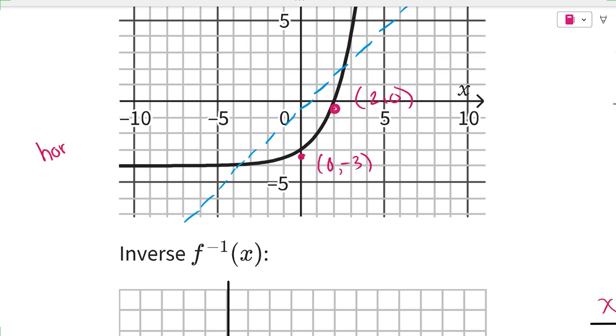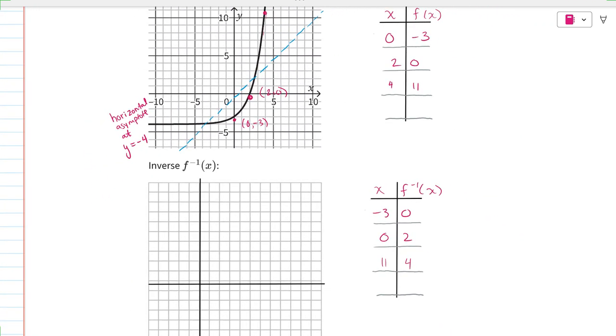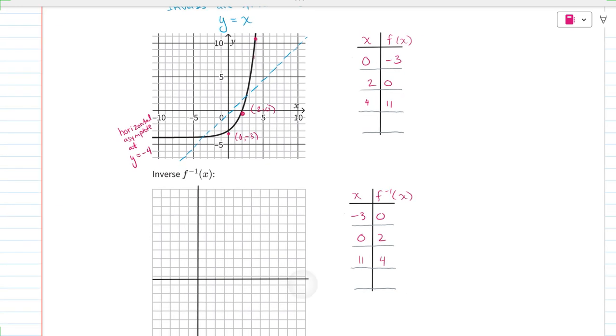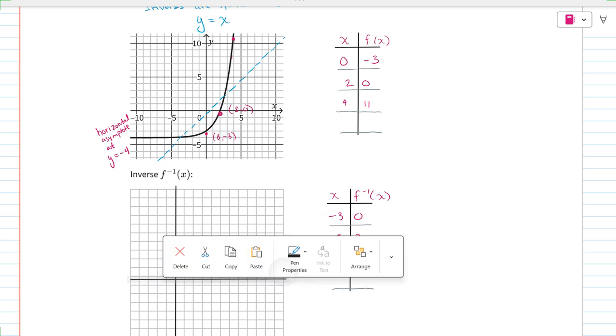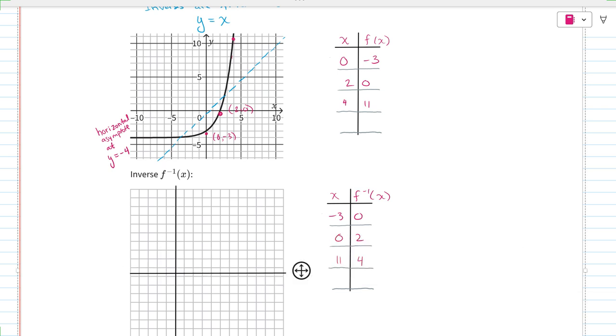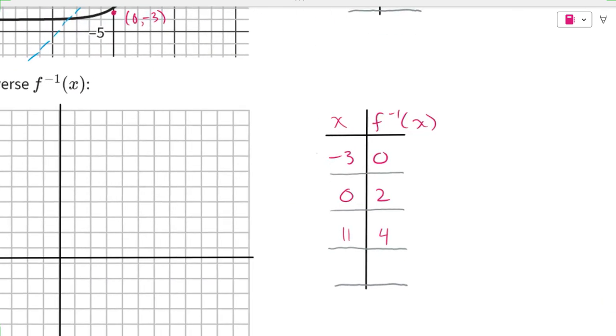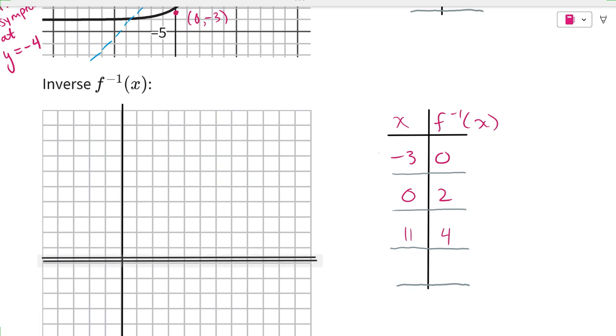Here we have a horizontal asymptote at y equals, let's see, it looks like it's hitting it right at -4. So a horizontal asymptote in the original function means its inverse is going to have a vertical asymptote at x equals -4. Let's move that up. I try to insert some lines here to make it clearer, but my pen wants to be a little funky with me. There we go. That looks much better.